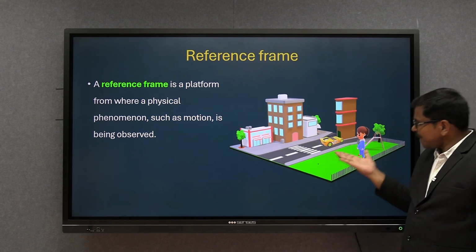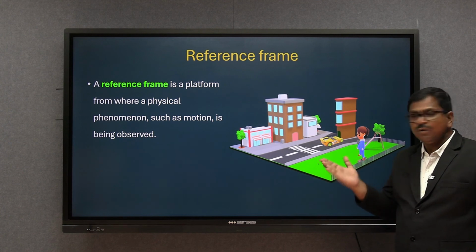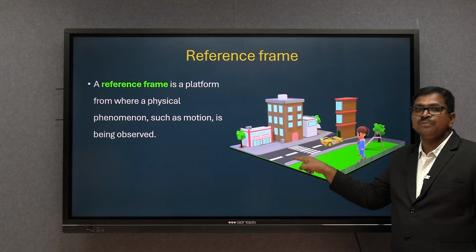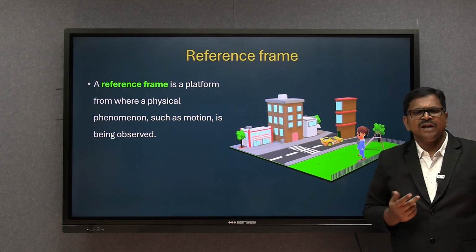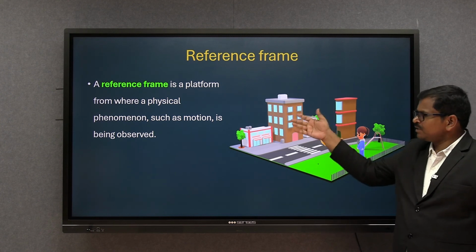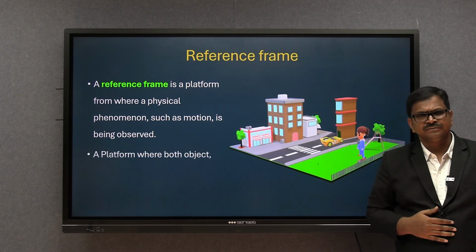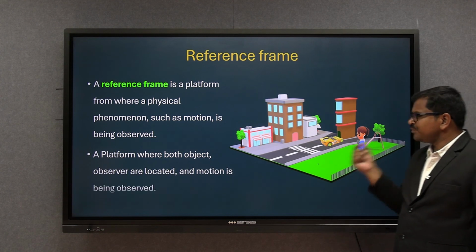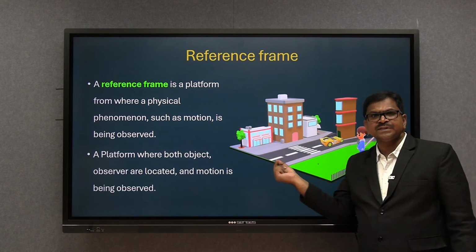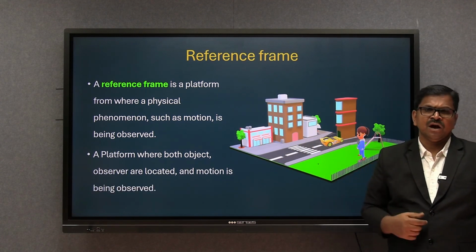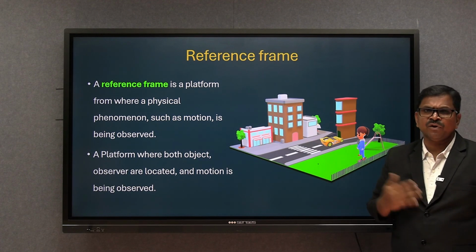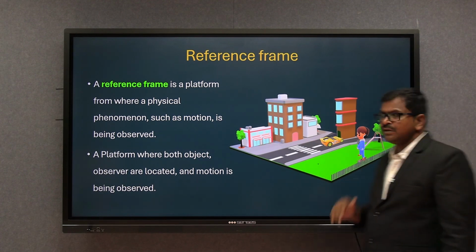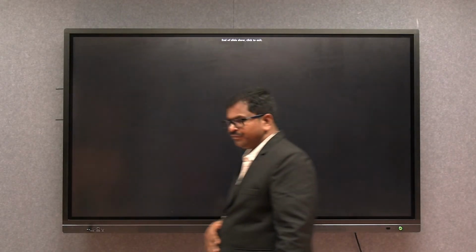Again we can formulate the definition. A reference frame is a platform where the motion of an object is being observed. Simple. And if you want, you can even fix a timer also for better understanding. The object from where you are taking reference is called the reference point, or origin in the case of coordinate geometry. So that's all about the reference frame.